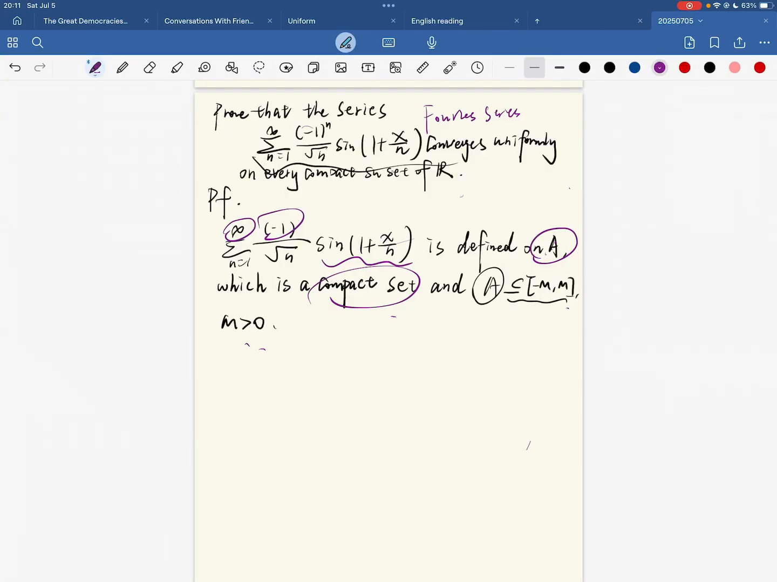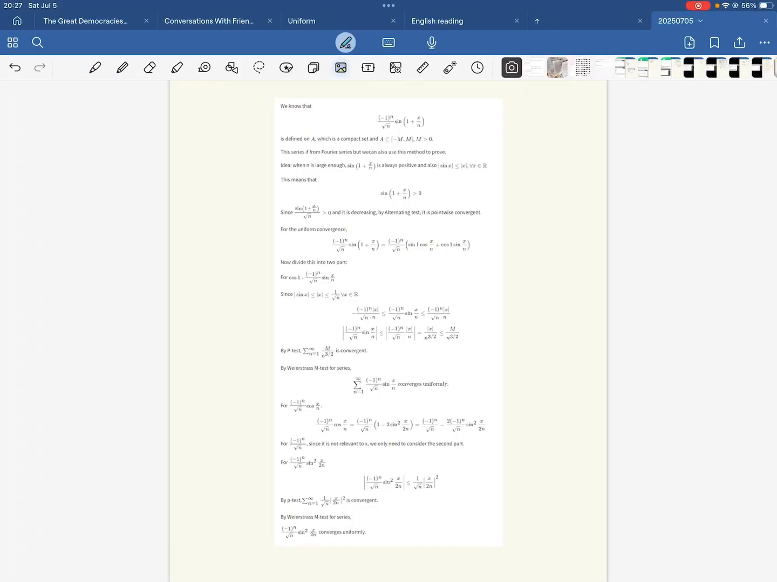Now let's say it's defined on A, which is a compact set, and A is in [-M, M], and M is greater than 0. If we prove that, we have proved this. Before a very detailed proof process, I'll first summarize the main idea of this problem. We want to prove it is uniformly convergent on A, and A is in this compact set. If we prove that, we have proved this exercise.